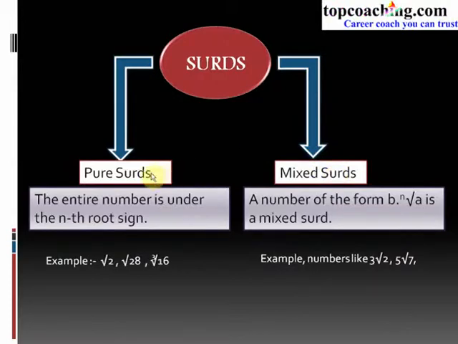So the condition for pure surds is that the entire number should be under the nth root sign. In the case of mixed surds, it is of the form b into the nth root of a. So here b is a number which is outside the nth root sign, and a is a number which is inside the nth root sign.